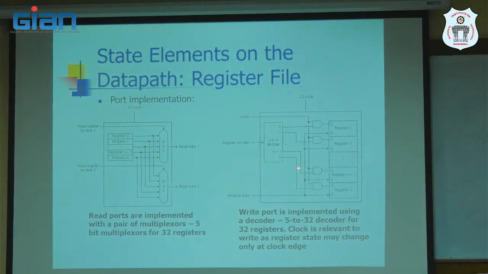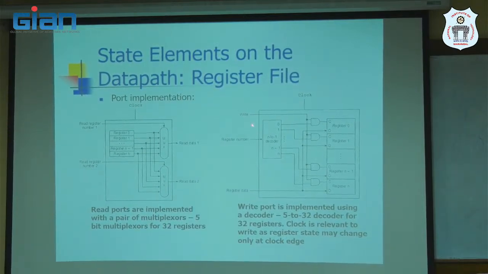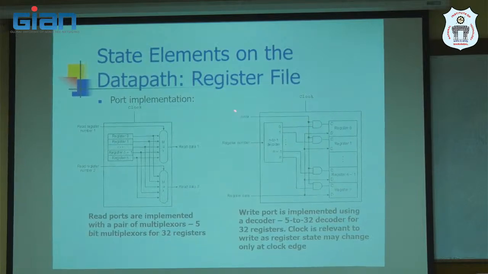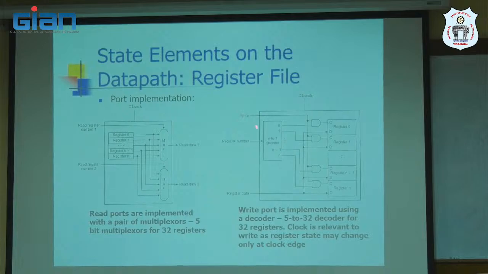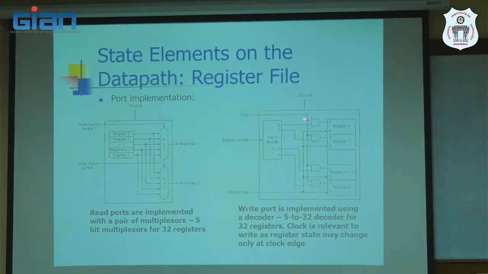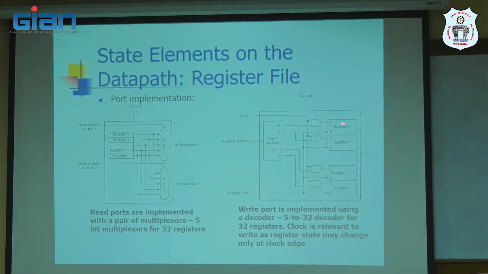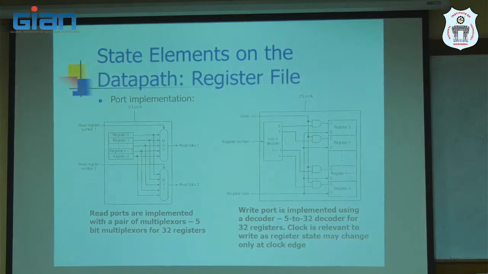Okay, so this is the write data. This is the register selection. Then this is a write signal, one control signal, and it is only 1 bit. If this bit is 1 and this decoder output is 1, that particular register is going to be selected.